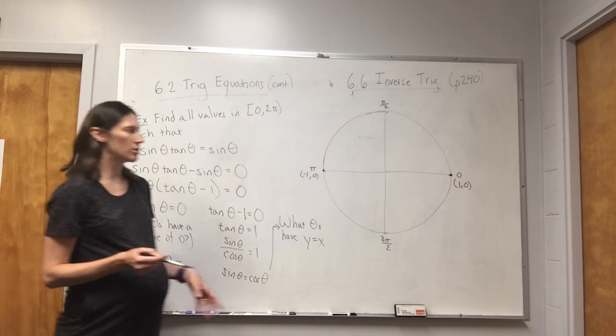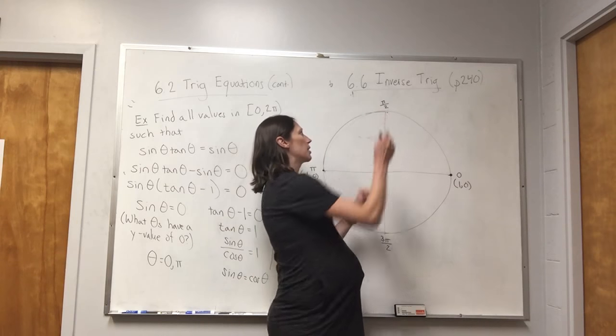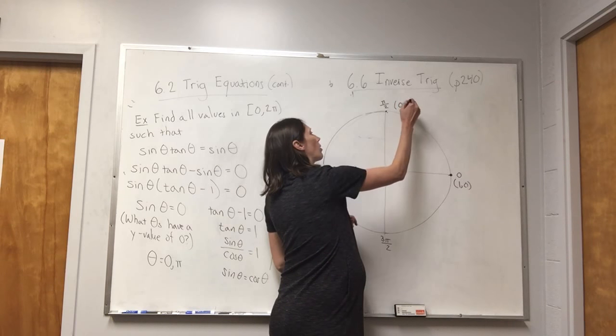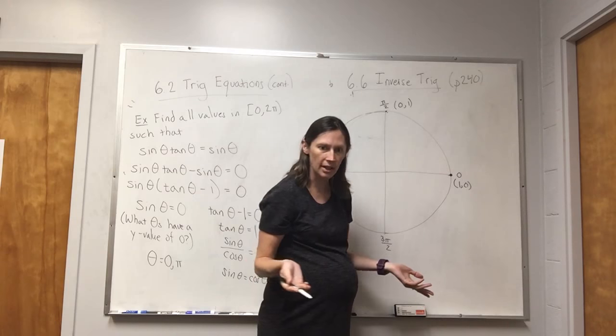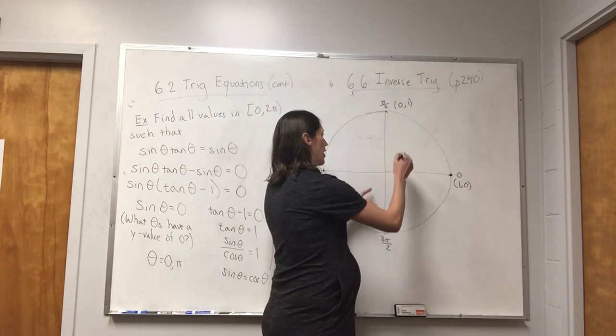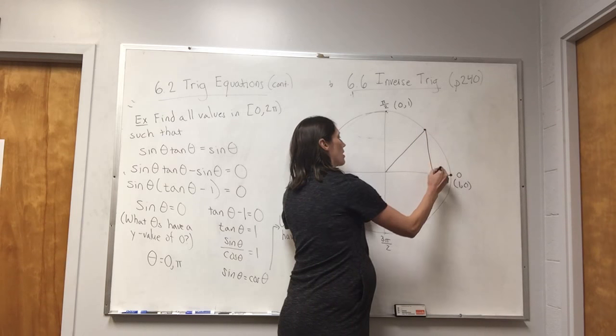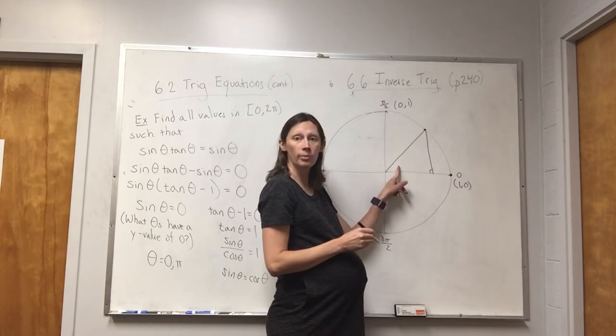So thinking about the unit circle, look at these. X and y are not the same value here. If I went up here, this is the coordinate 0, 1, x and y still aren't the same. So where are x and y the same? Okay, well that's going to be at this angle right here.